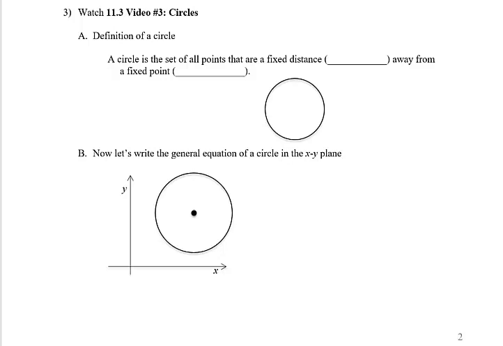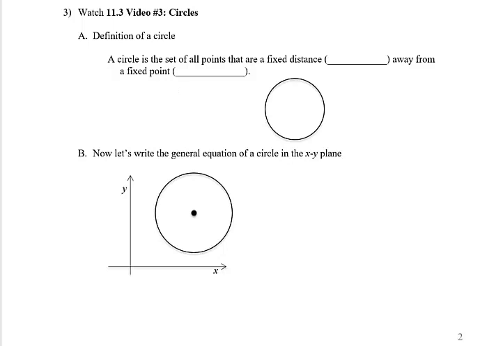This is video number 3 for section 11.3, Circles. We have finally reached the main topic of this lesson, which is the circle. Let's begin by reading this brief definition of what a circle is. A circle is the set of all points that are a fixed distance away from a fixed point.